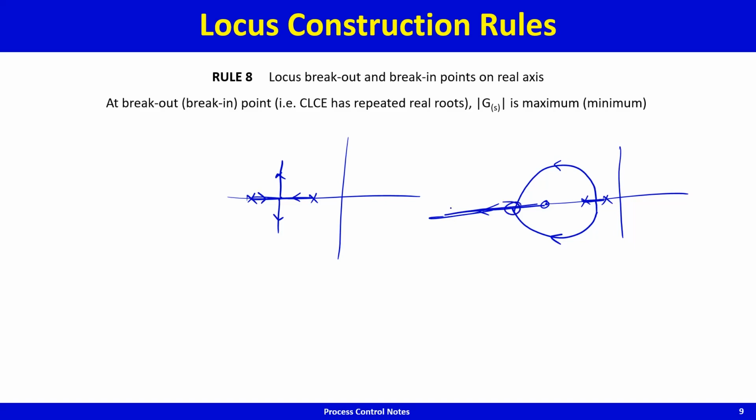This is a break-in point. This is a breakout point. Here is a break-in, and here is a breakout. The locus breaks out into the complex plane and breaks into the real axis from the complex plane. So breakout and break-in points exist many times in root loci. Now, at the break-in or breakout point, the closed loop characteristic equation has repeated real roots.